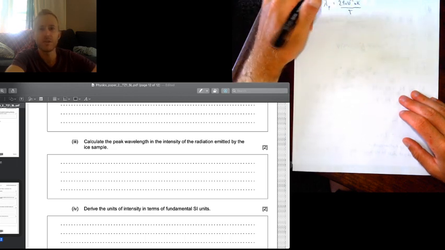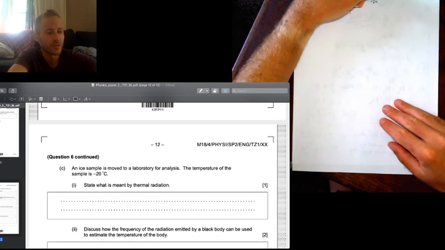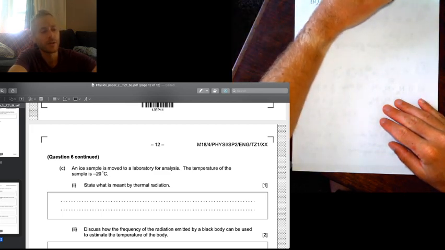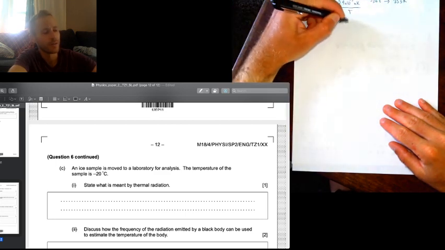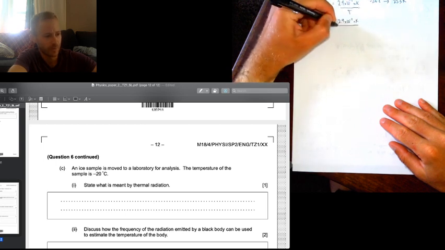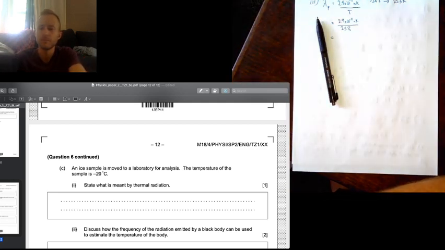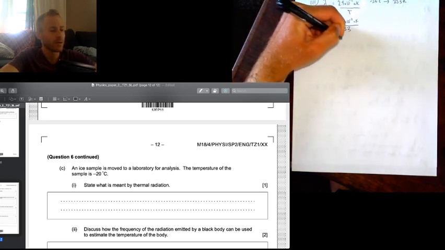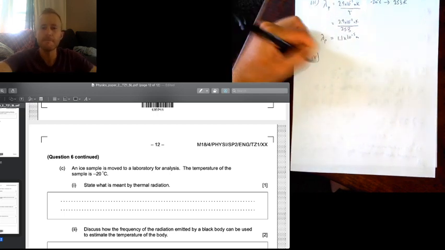Now, keep in mind, this is the temperature in Kelvin. So minus 20 degrees Celsius in Kelvin is going to be 253 Kelvin. So 2.9 times 10 to the minus 3 meter Kelvin divided by 253 gives 1.1 times 10 to the minus 5 meters.